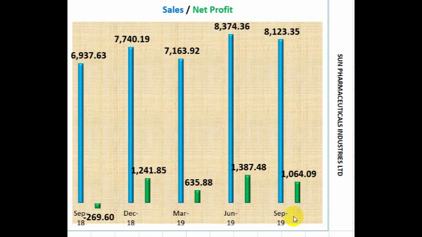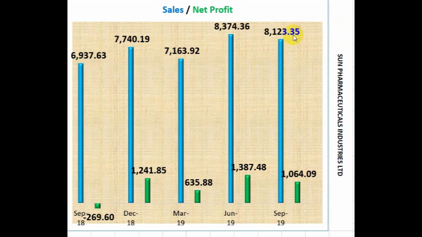We have the data up till September 2019. In September, the company's sales was around 8,100 crores and the profit coming in was around 1,064 crores. But in September 18, we see a net loss of 269 crores. So from 269 crores of net loss, the company has moved into profit YOY, whereas from its previous quarter, that is June 19 to September 19, we have seen a fall of almost 300 crores in net profit figure. The sales has also dipped quarter on quarter, but from year ago period it has increased from 6,900 to 8,100 crores in terms of sales.